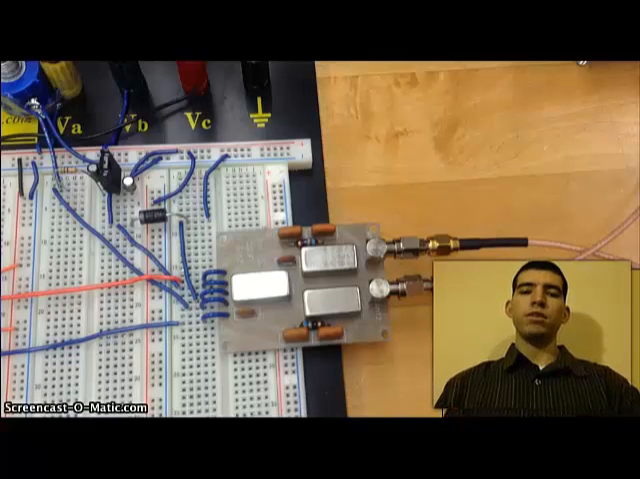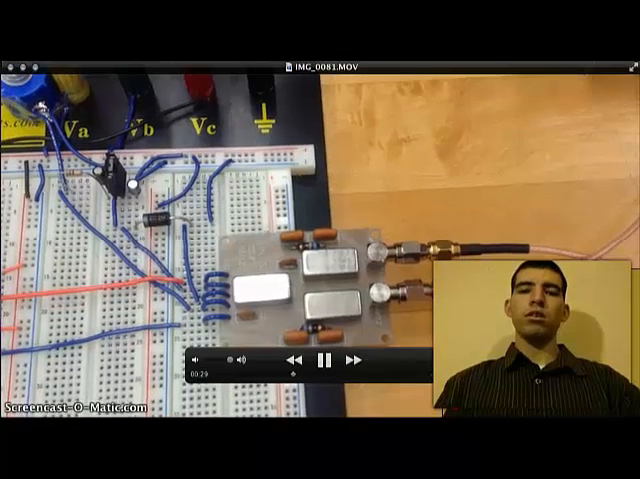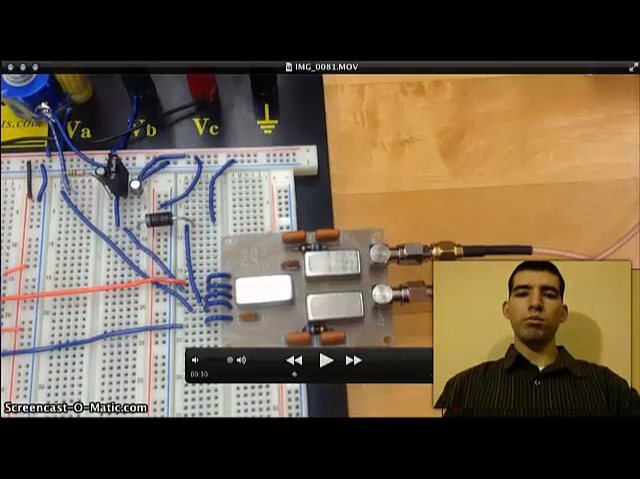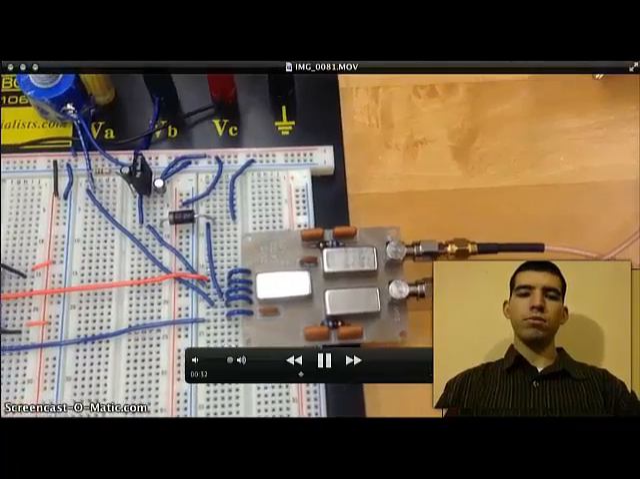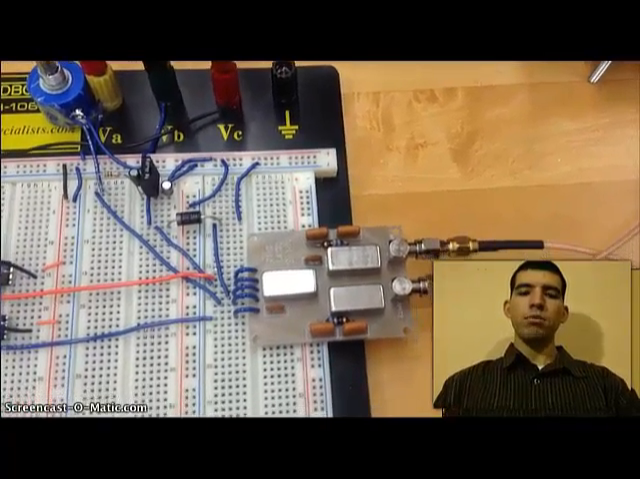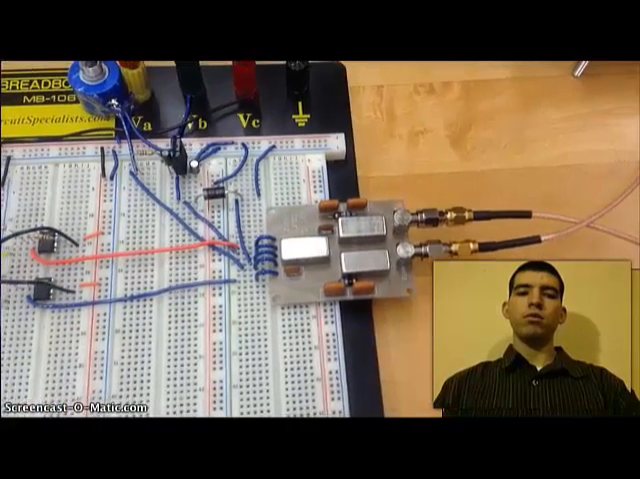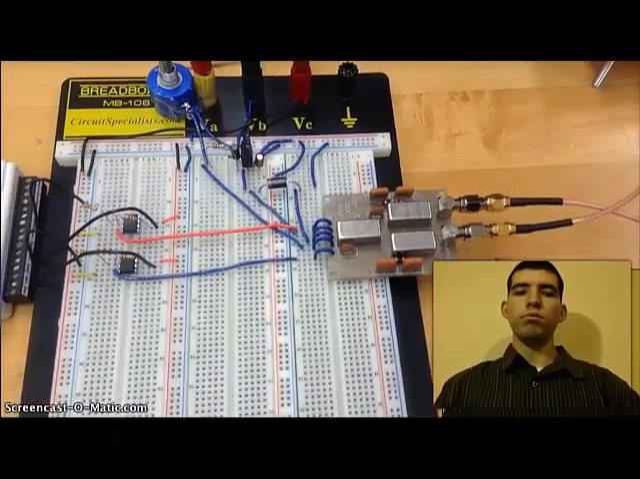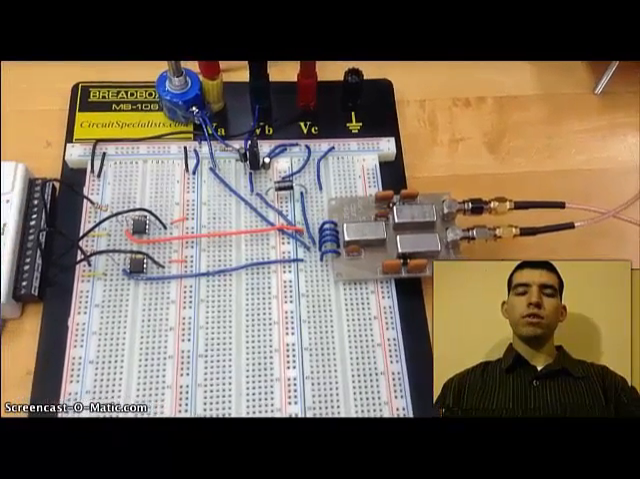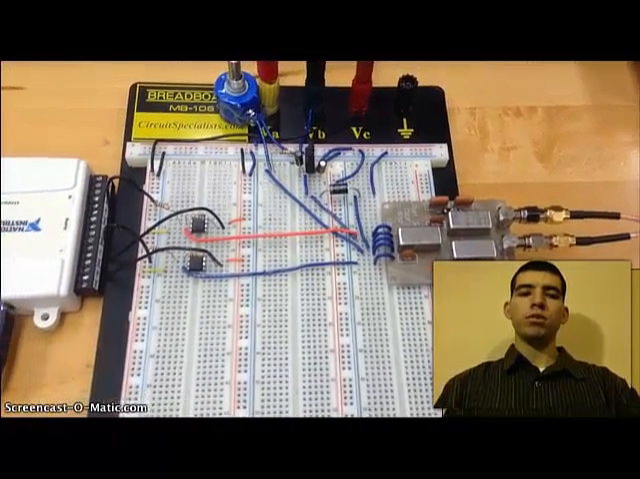The output of the mixer is then sent through a low pass filter, in order to reject all the high frequencies. The output is then sent through an amplifier in order to amplify the signal, which will make it easier for sampling later on in the process.